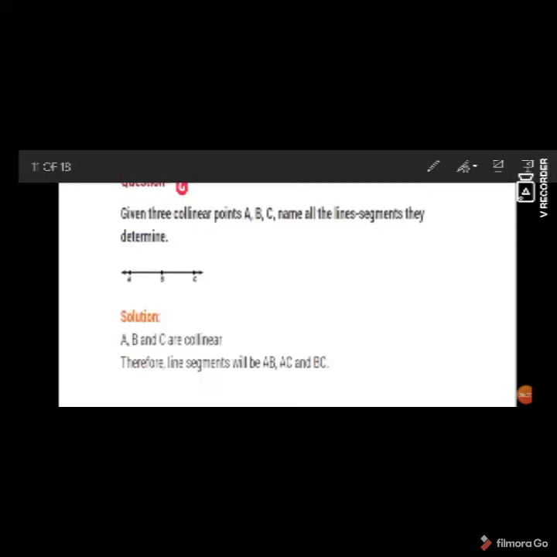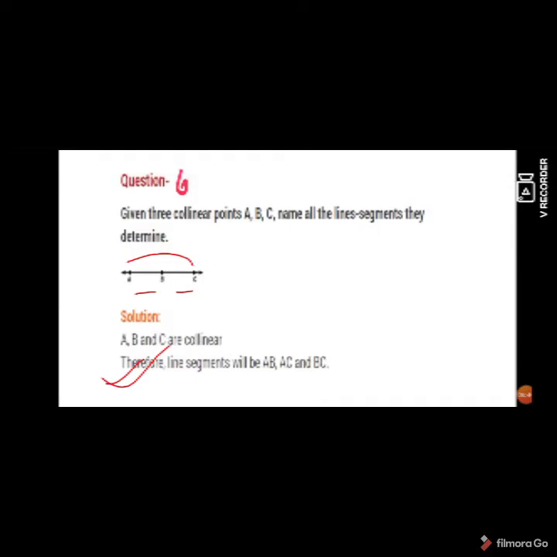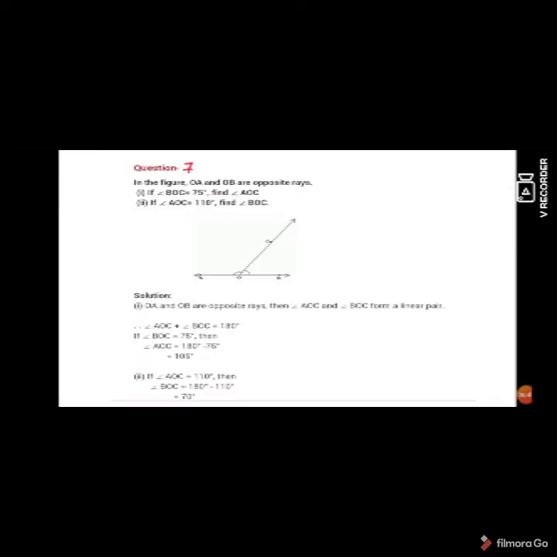Question number 6 is, given 3 collinear points A, B, C, name all the line segments they determine. So these 3 points A, B, C are collinear points. That means they fall in a straight line. So therefore the line segments will be AB, AC and BC. So these are the 3 line segments. These are very easy sums and they are of 1 mark.